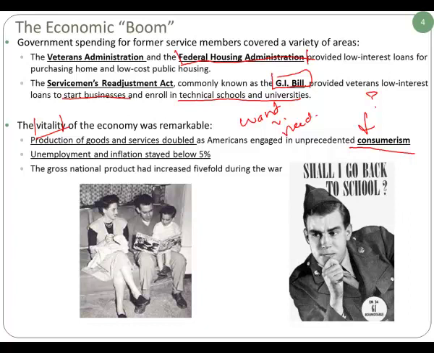Now, unemployment and inflation rates are staying below 5%. Anyone familiar with what our rates are now? Like 9.5 for unemployment, correct? Isn't it like a 9? Actually, 7.7. Okay, so write that down. That's as of this morning. Anyone know the inflation rate? Okay, 2%.